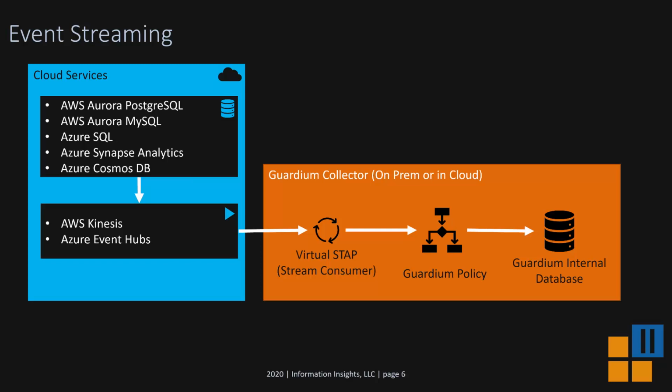So event streaming is where we have a PaaS database, so platform as a service database. That's a database where you don't have access to the underlying operating system to deploy an agent. Popular offerings here, from AWS, there's a bunch of RDS databases, the ones that Guardium supports for this kind of deployment, PostgreSQL and MySQL. And Azure, there's Azure SQL, Azure Data Warehouse, which is now Azure Synapse Analytics, and Cosmos DB.